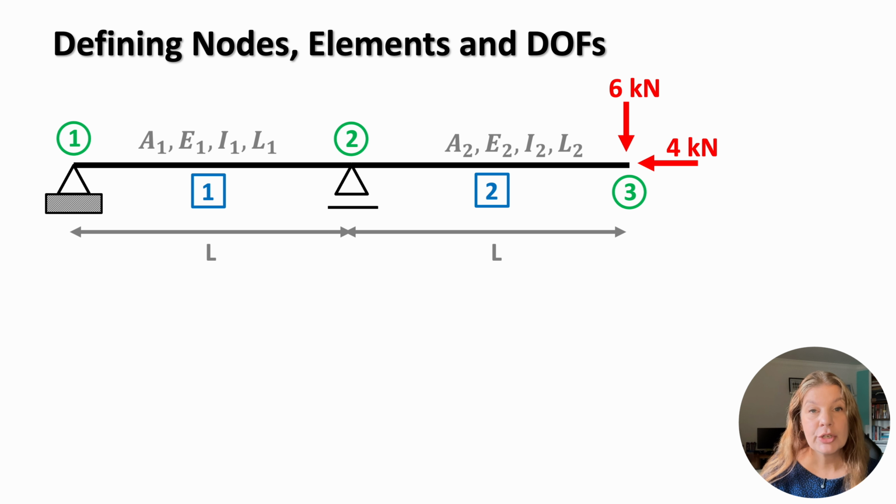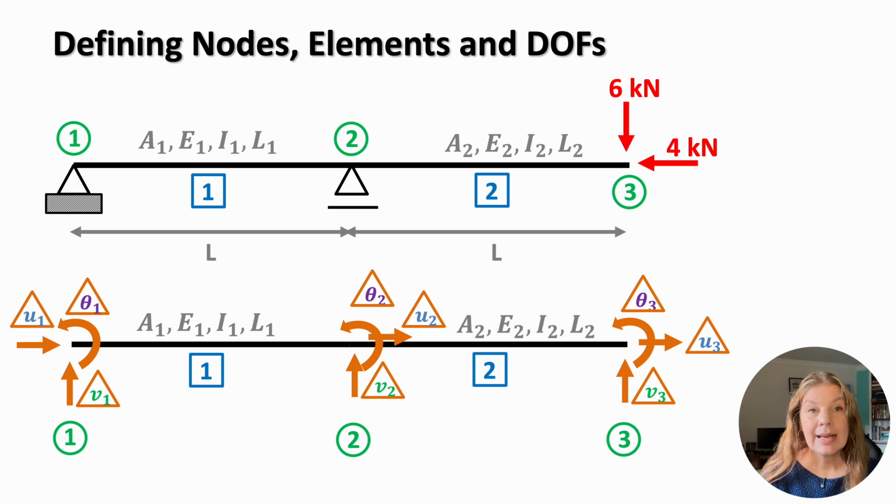Each element could have a different cross-section, material, length, or moment of inertia. And that is why the stiffness matrix for each element is numbered separately to reflect its own properties. Now let's draw on all the degrees of freedom. Since this is a beam element, each node has 3 degrees of freedom: axial, transverse, and rotational. With 3 nodes, each with 3 degrees of freedom, we have a total of 9 degrees of freedom in the structure. And that means that the global stiffness matrix for this structure will be a 9x9 matrix.